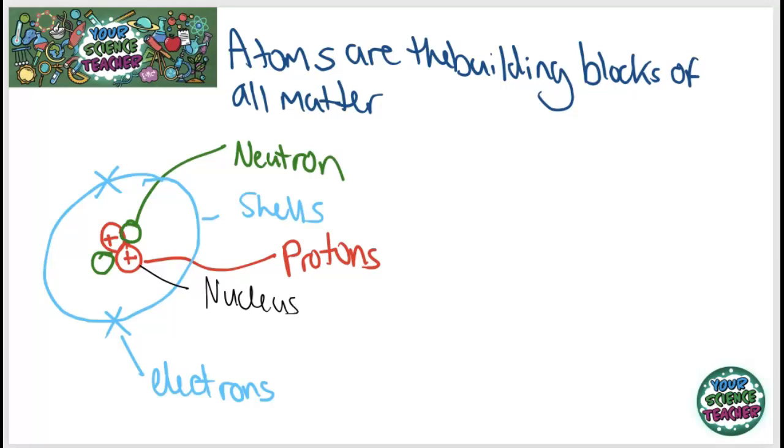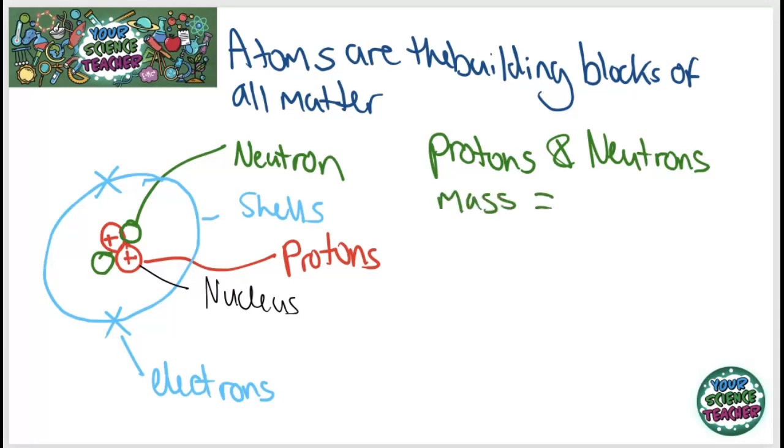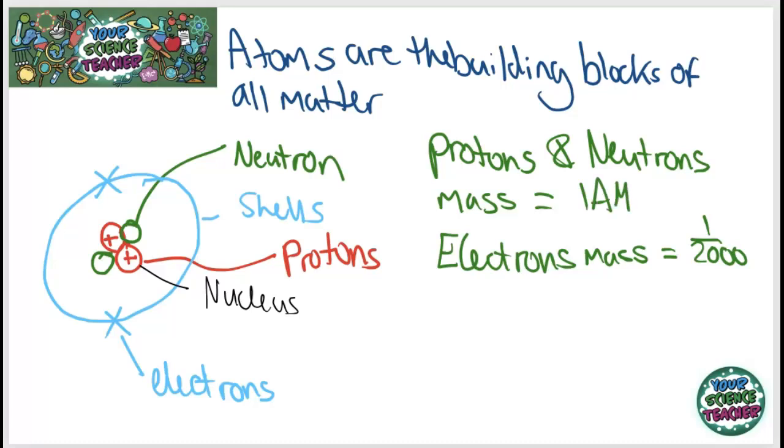Now, a key thing about our atom is most of the mass is centered in that nucleus. So the only things that have mass in my atom are protons and neutrons. Electrons do have mass, but it's incredibly tiny. The electron's mass is equal to 1 over 2,000. And these units, because I know scientists like units, it's atomic mass units.